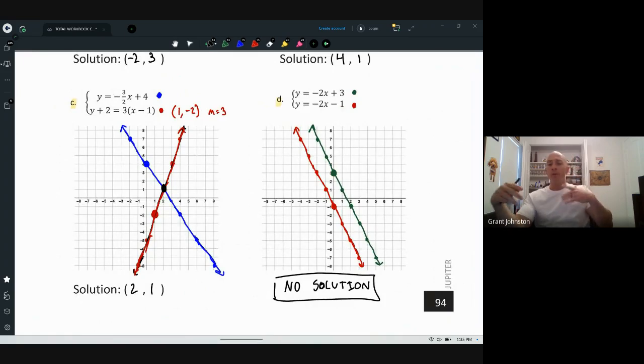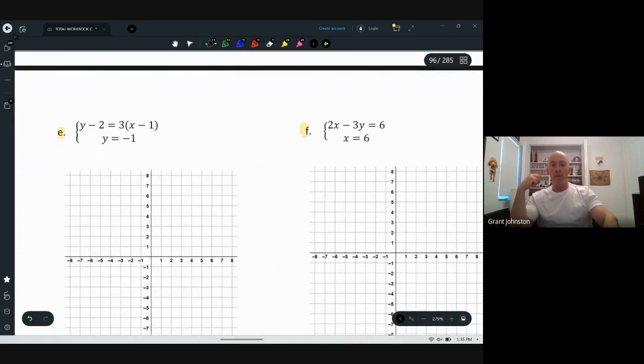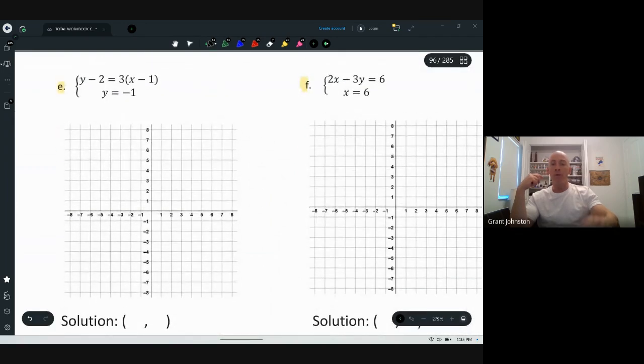So maybe these 4 examples were enough, but let me show you a couple more because I want to remind you of these kind of weird ones with just the X and the Y. So let me get this one out of the way first. This one I'll do in blue.